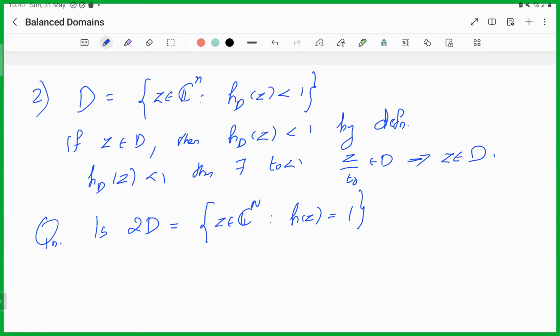It should be true, I guess, if D is balanced. D is always balanced, but the answer is not true actually. Oh, I see. I didn't write the explicit expression of the domain D. I will draw a figure actually.